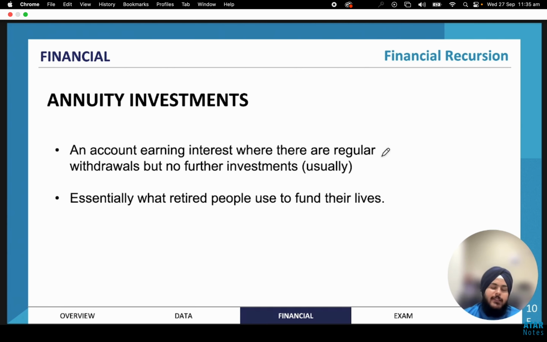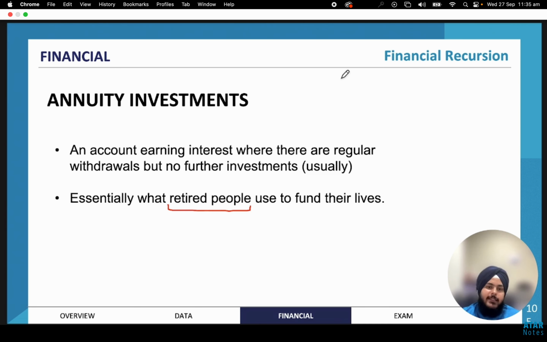So annuity investments are essentially a type of investment where you have a large sum of money invested into an account, and you're depositing and withdrawing a certain amount of money each time. To give a scenario, let's say after you retire, you have a big sum of superannuation. You might invest that into an annuity investment, and then over time, you're going to get payments from that annuity. And that's essentially going to fund your life.